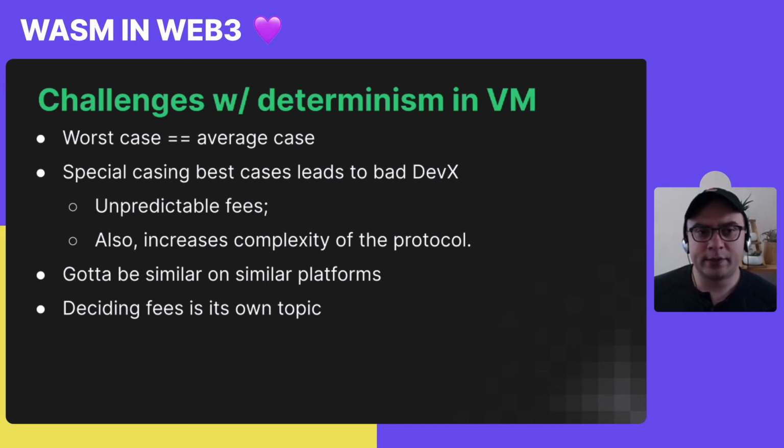We also want the execution time to be similar on similar platforms. We have a target hardware at NEAR, but we want people to be able to run our nodes on almost any 4-core CPU plus 16 gigabytes of RAM machine. So we don't want the execution time to vary drastically across different platforms. And finally, a big challenge with determinism is how do you decide what your fees are? This is a completely separate topic that I'm going to get to soon.